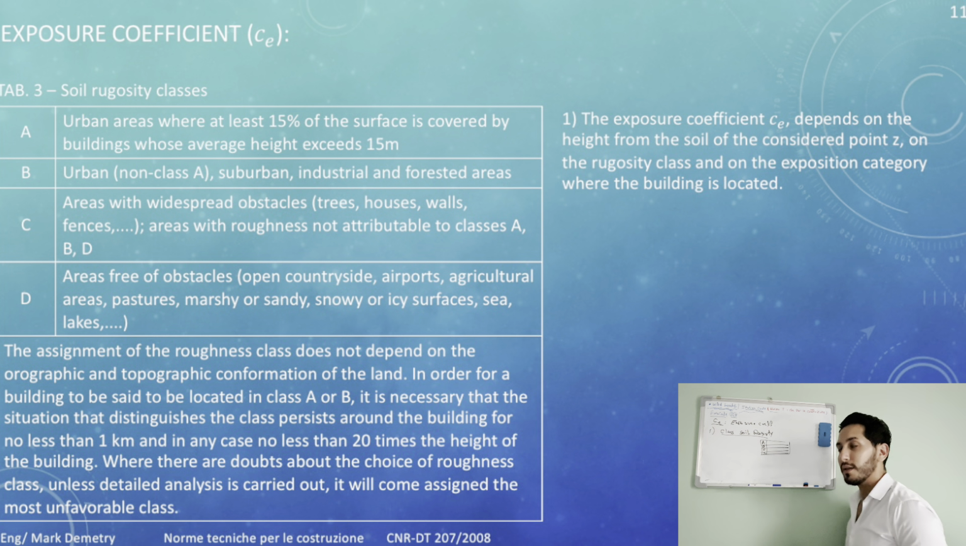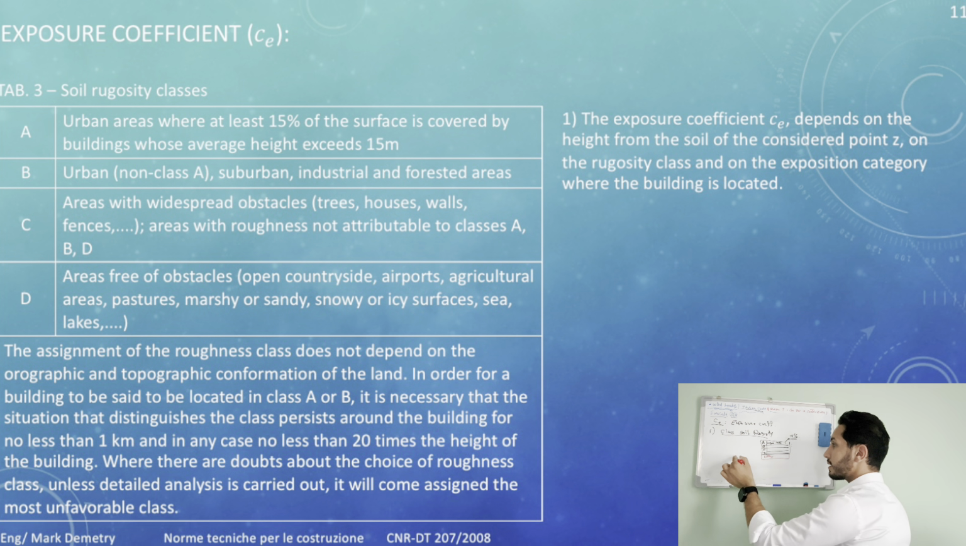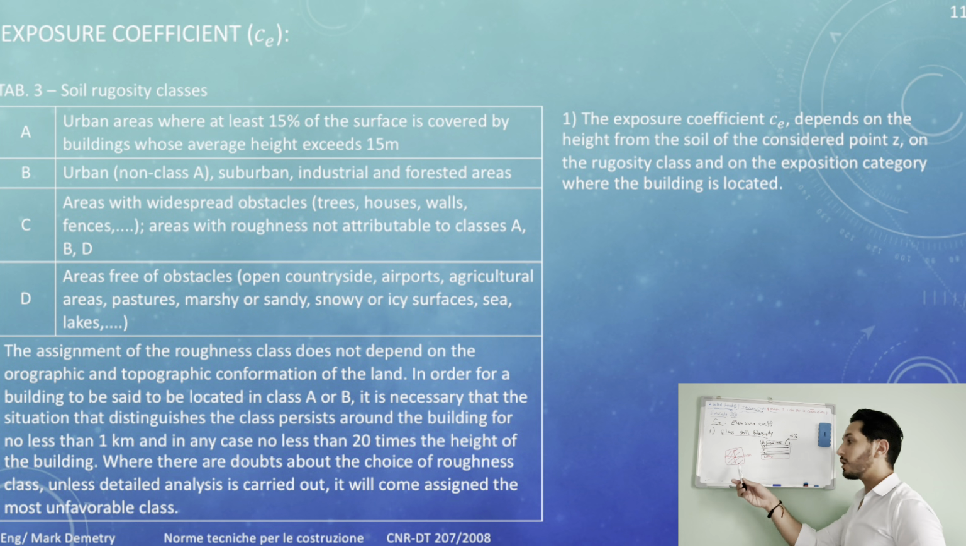A, as you can see, is an urban area where 15% of the total surface is used for buildings. What does it mean, 15%? I will be real quick on this because I know you might be designing by another code. But if you read the note written here, you will find that they consider, if this is the building, 1 kilometer on each side, this creates an area here, right? This area should not have less than 15% of buildings surrounding it. What if it's less than 15%?